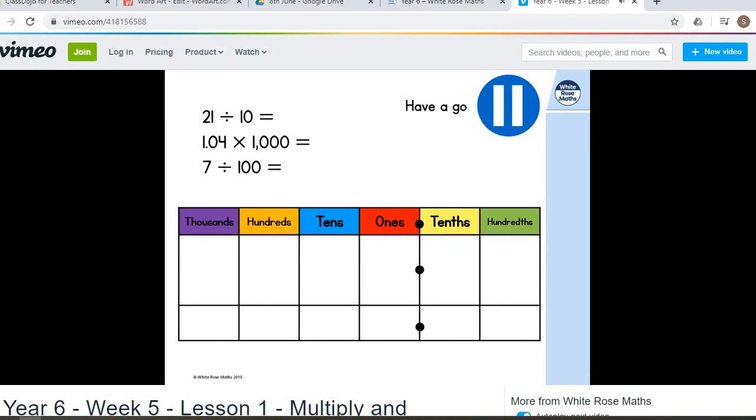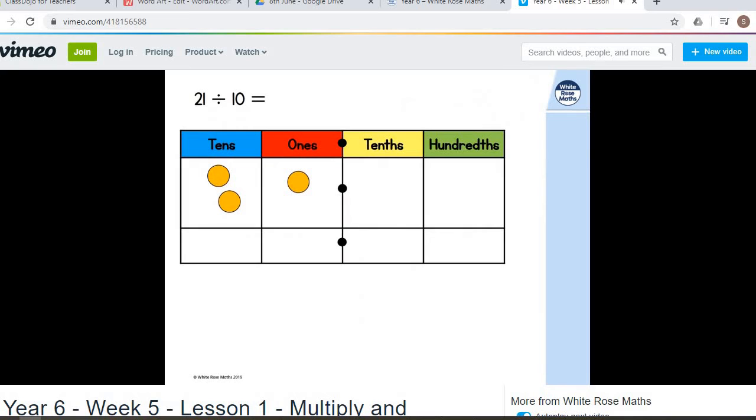Okay, three for you to have a go at now. See if you can multiply and divide these. Let's have a look at the first one. We're dividing by 10.